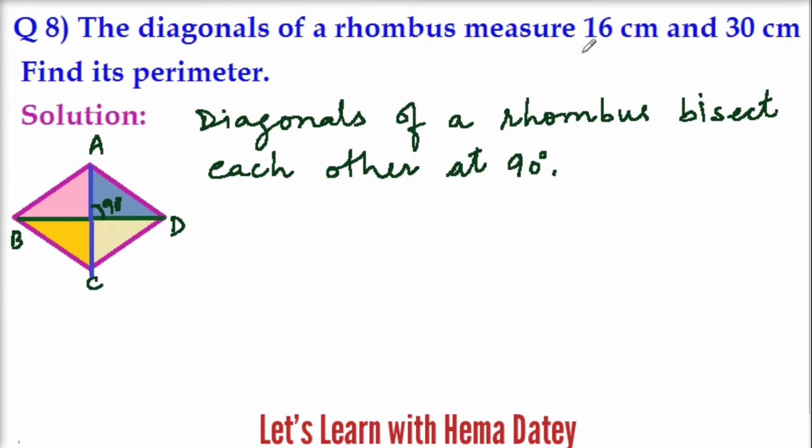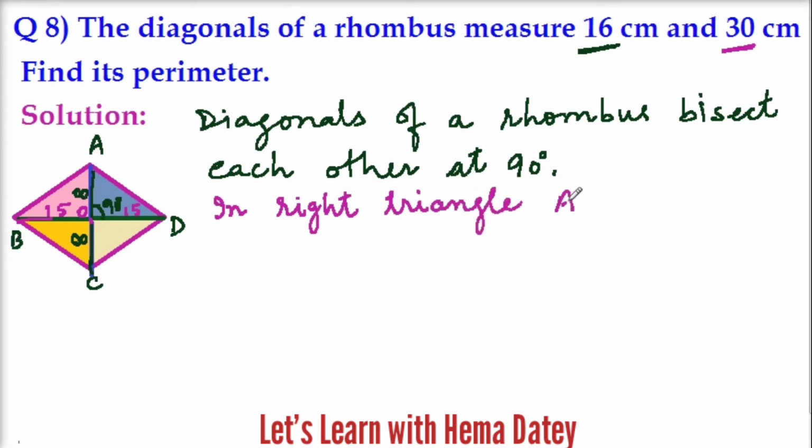Now we are given that one diagonal is 16 centimeters. So AC looks smaller. So this is 16 centimeters and each part of this diagonal is 8 centimeters. Similarly, the second diagonal BD is 30 centimeters and each part of this diagonal is 15 centimeters. This is the intersection point O. Now, in a right triangle, I'm taking the blue right triangle. You can take any of them. I'm taking right triangle AOD.